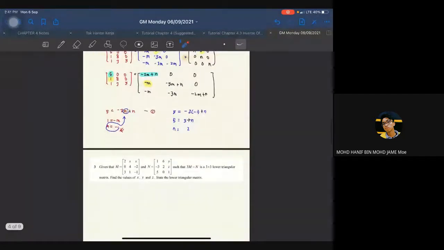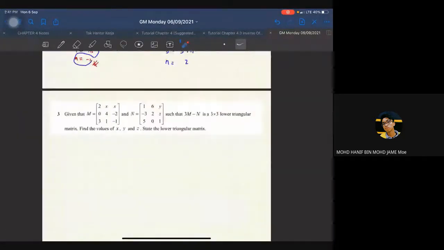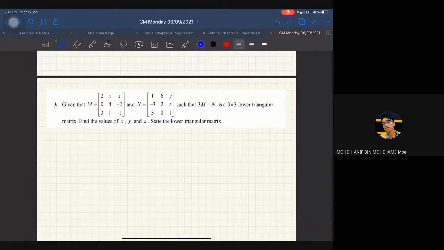Okay, so soalan nombor 3. Okay, saya sambung soalan nombor 3. Okay, so soalan nombor 3, we have matrix M and also matrix N. Okay, and then dia cakap dekat sini, 3M minus N is a 3 by 3 lower triangular matrix. What is a lower triangular matrix?